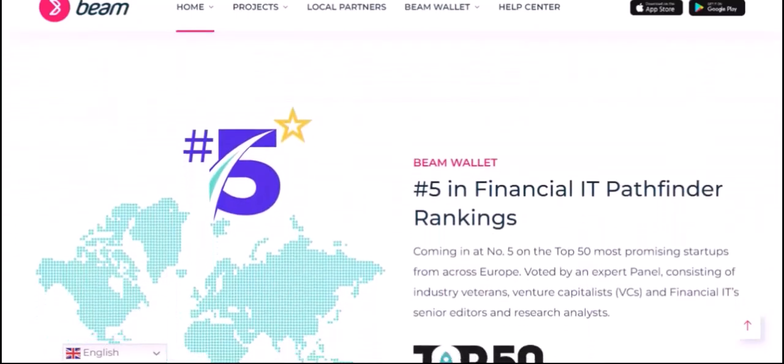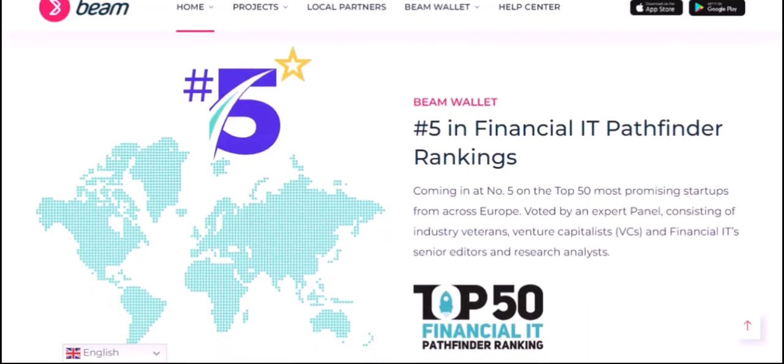What is Beam USDT? Beam USDT is a privacy-focused stablecoin pegged to the US dollar. This means that one Beam USDT is always worth $1. Unlike traditional stablecoins, Beam USDT offers a high level of privacy and security. It uses a technology called Mimblewimble, which allows for confidential transactions, making it difficult for anyone to track your funds.